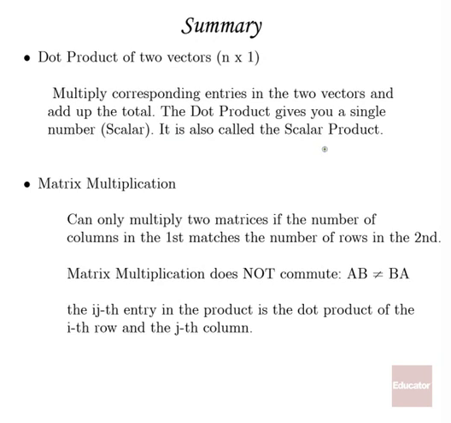After that, we talked about matrix multiplication, where we actually invoked the dot product. With matrix multiplication, you can only multiply 2 matrices if the number of columns in the first matches the number of rows in the second. Matrix multiplication does not commute. In other words, A times B does not equal B times A in general. It might happen accidentally, but it's not true in general. The ijth entry in the product is the dot product of the ith row of the first and the jth column of the next.